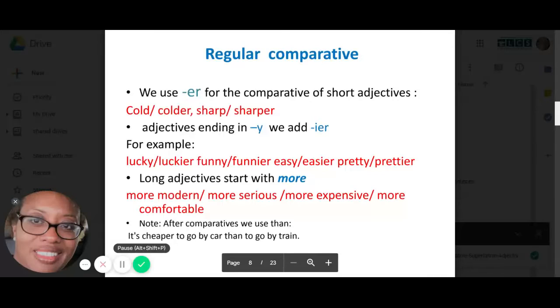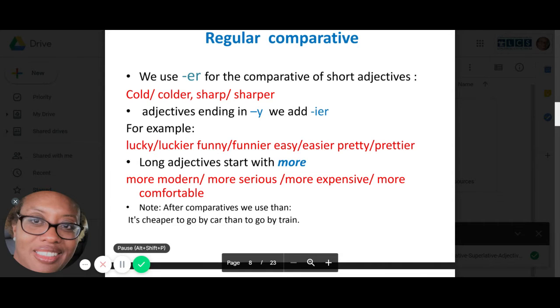Adjectives ending in y, we add -ier. For example, lucky is luckier, funny is funnier, easy, easier, pretty, prettier. Longer adjectives start with "more". If it's more than one syllable, like modern, serious, expensive, then it's more modern, more serious, more expensive, more comfortable.